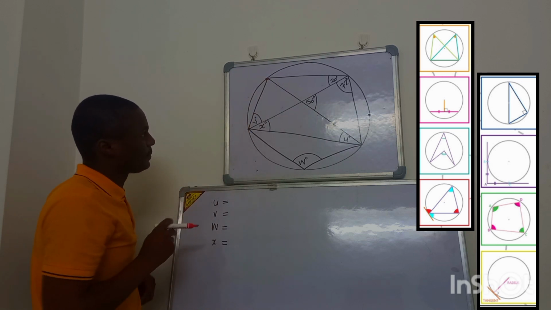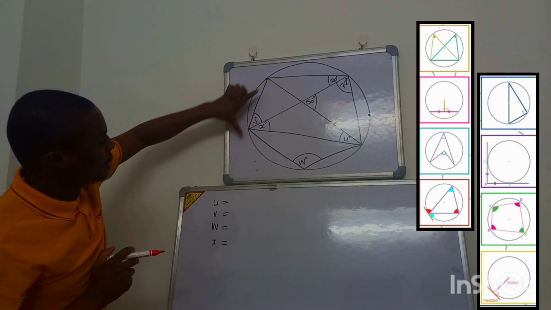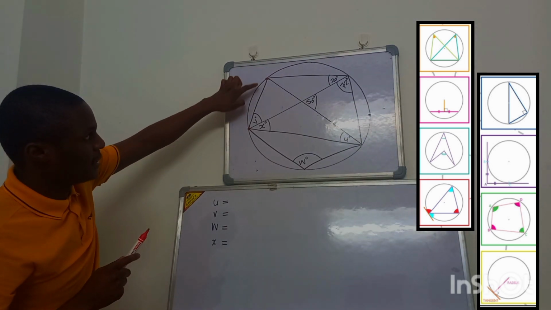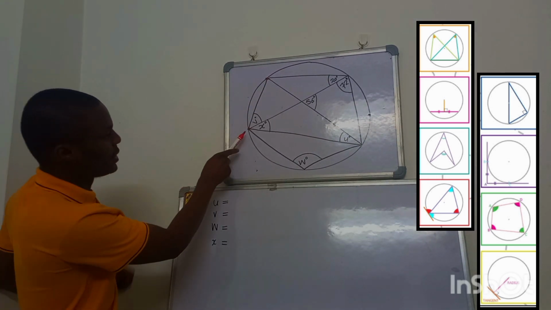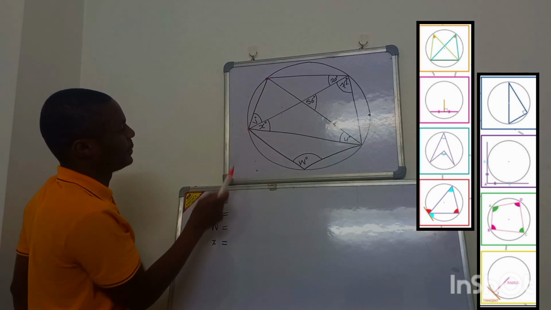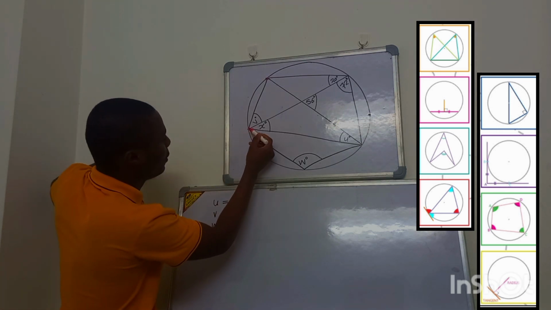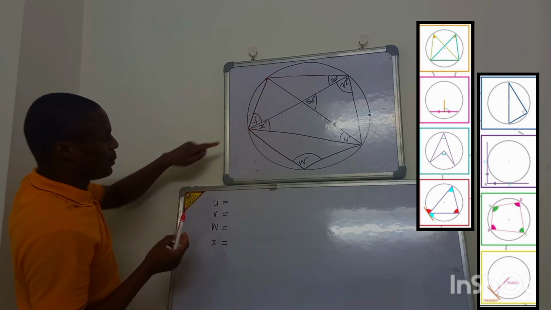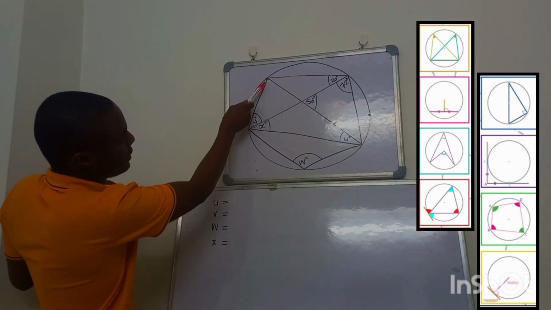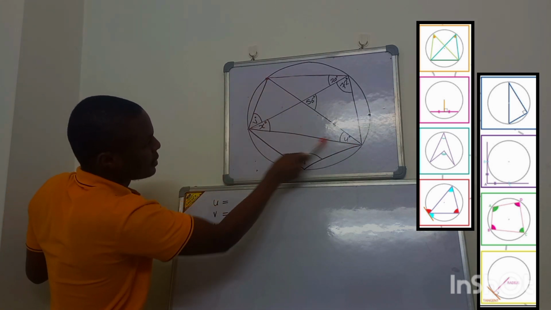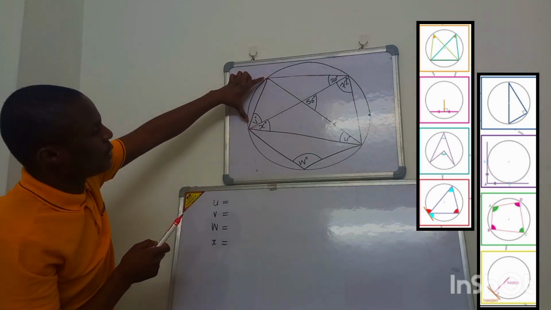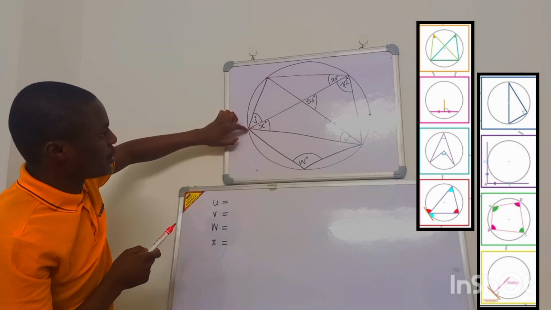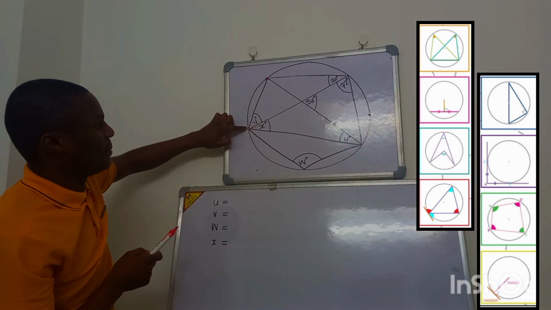Chord. So this chord is subtending which angles? So let's check the triangles from this chord. So this triangle, this one, is from this chord, and this triangle is from the same chord. So we say that the angles subtended by this chord are the same.